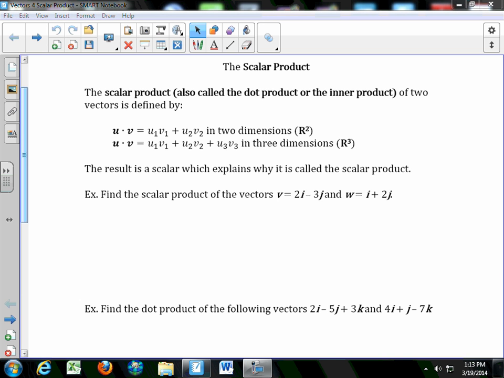So the first couple of examples are a very simple calculation. That's what the first couple of examples are, how you actually calculate a dot product, and then it leads into what we actually do with it.